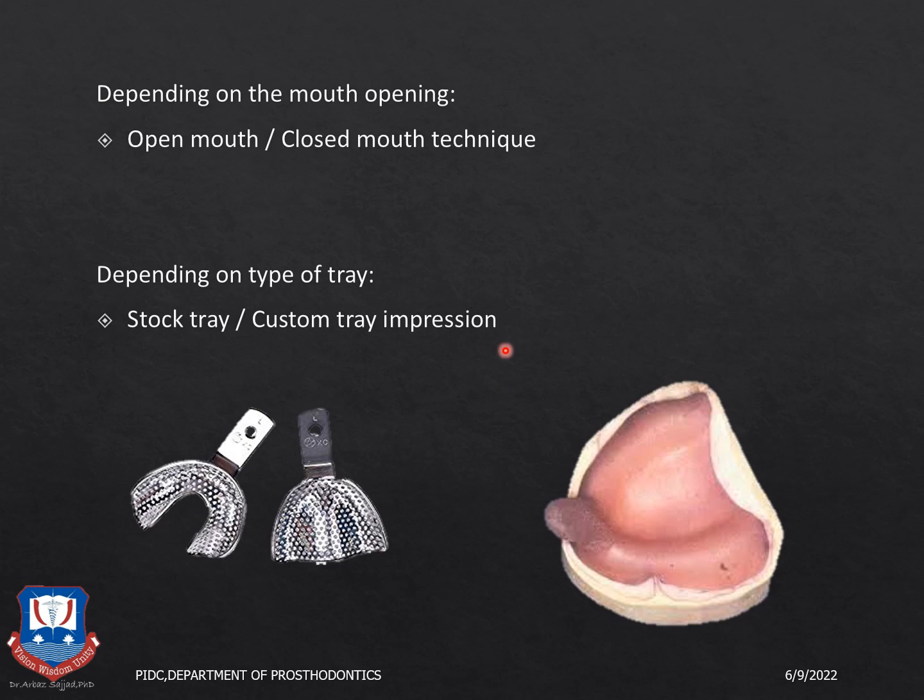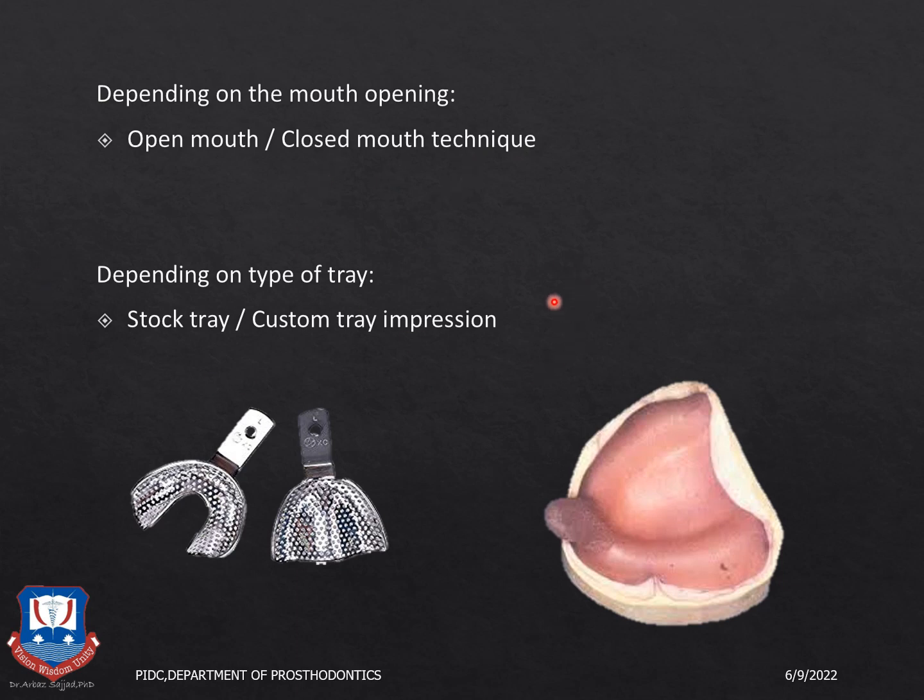So, the second classification of impressions is depending upon the mouth opening. That is how an impression was made, whether the mouth was kept open during the making of the impression and the operator was manipulating the lips and cheek, or the mouth was closed. That is the opposing occlusal rims or opposing dentures, opposing dentition was in contact with the impression tray, and the closed mouth impression technique was stable.